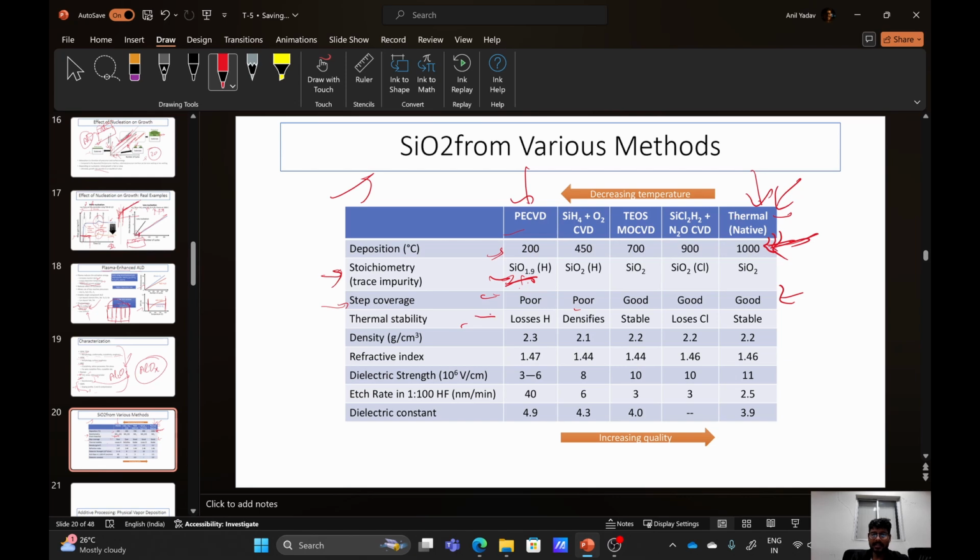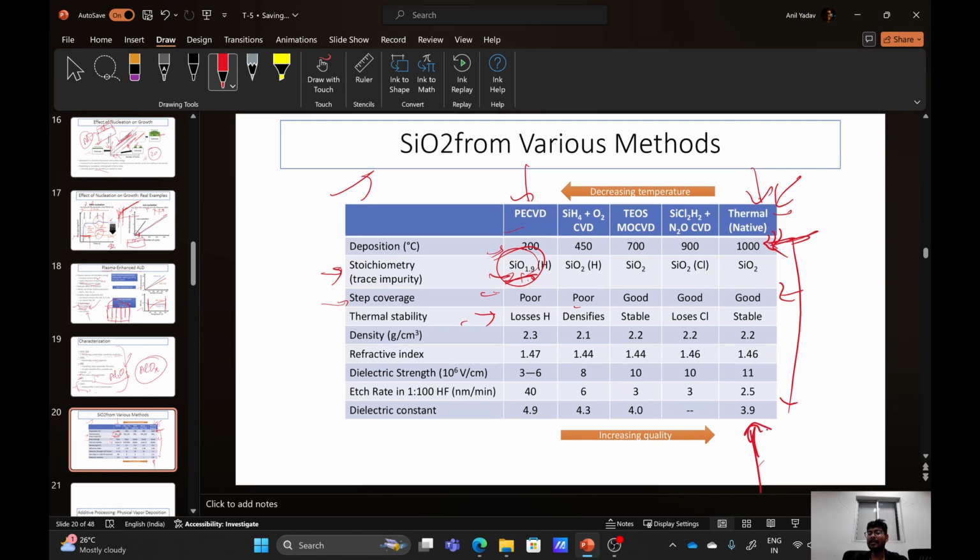Thermal stability is less in this case, because this is not that stable. This is not completely SiO2 in this case. Okay, so these are things that you can see. The dielectric constant is good in the thermal case, and that is why thermal oxidation is used for the dielectric in MOSFETs and this kind of application.